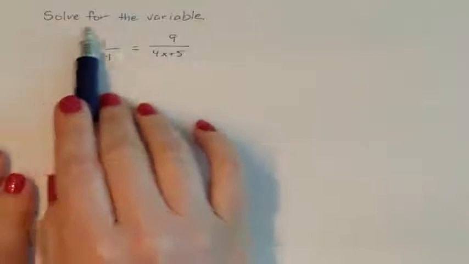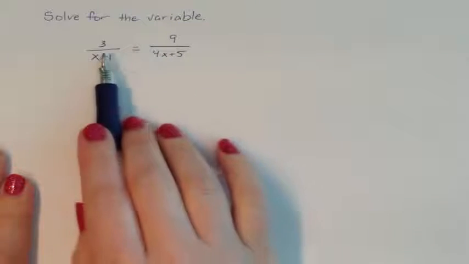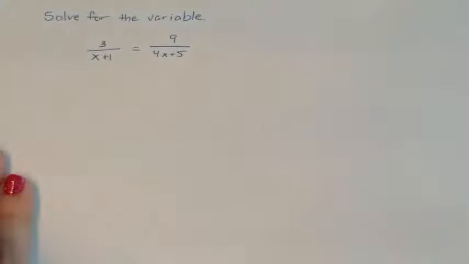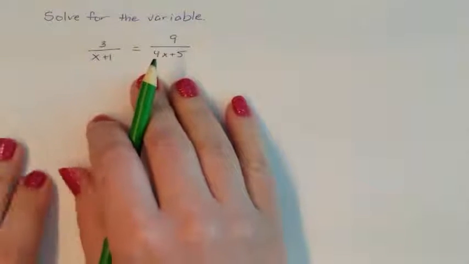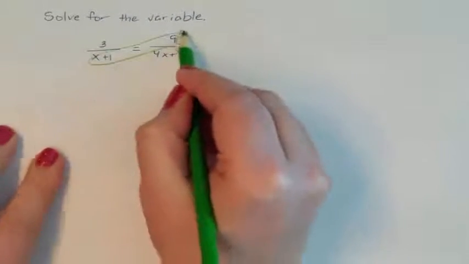So we are being asked to solve for the variable. When you have a fraction being equal to a fraction, it's called proportions. So we're going to be solving for proportions here. And if you remember from both Algebra 1 and Geometry, the way that we're going to do this is using cross multiplication.